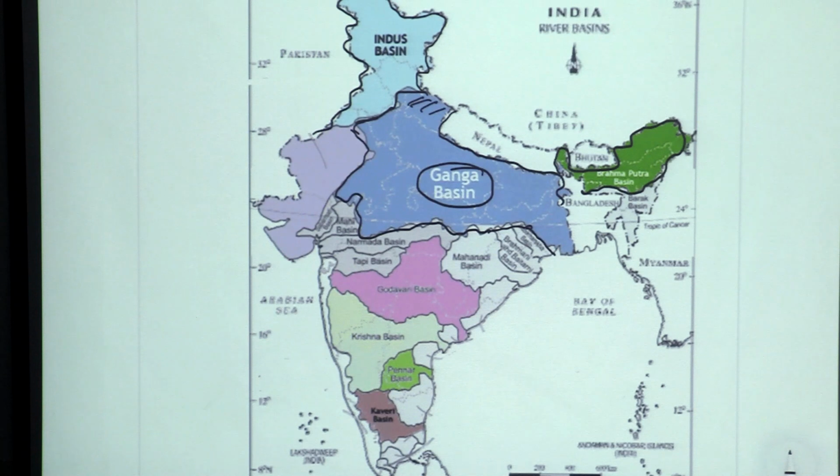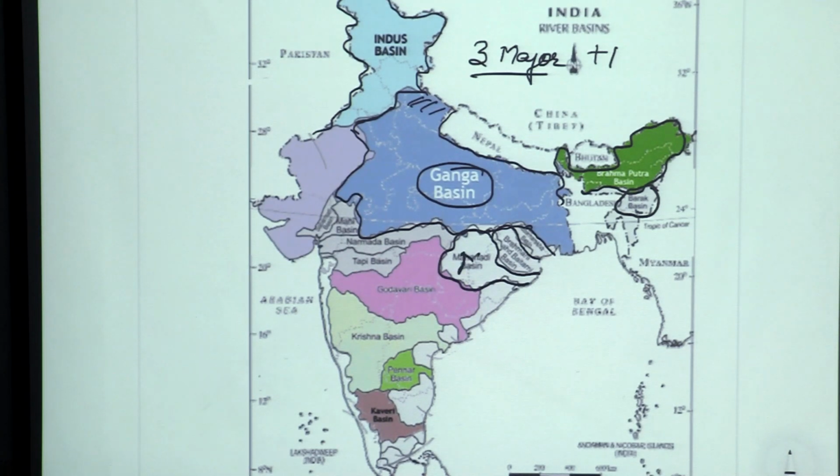So I have got three major basins in extra peninsula, and the new one added to the list is right here, Barak Basin. So I am writing +1, extra peninsula. And now see the peninsular. You can easily recognize each one of them. Right here is Brahmani, Mahanadi. So I am just labeling it, Mahanadi, Brahmani Basin.